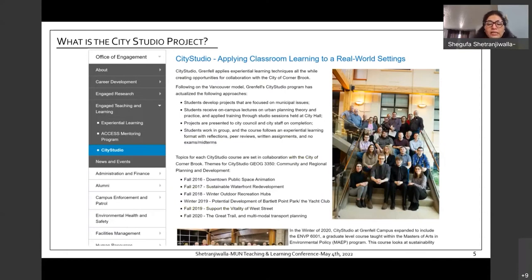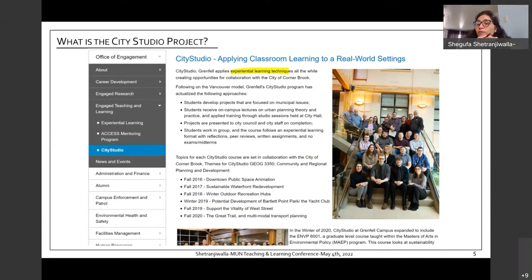And you can very clearly see that it is, from the website, applying classroom learning to a real life, real world setting. And it works with experiential learning. I'm going to try and get this highlighter here going. Experiential learning techniques that are applied to the real life world setting. But this is only unique to Grenfell campus.